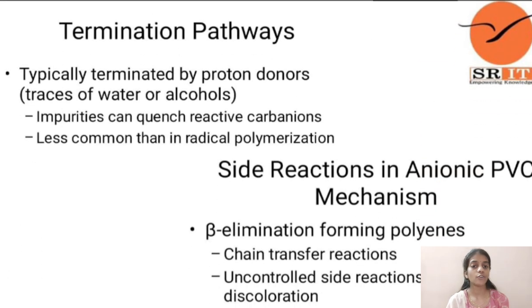In this slide, we have termination pathways and side reactions in anionic PVC mechanism. In termination pathways, it is typically terminated by proton donors, traces of water or alcohols. Impurities can quench reactive carbanions, less common than in radical polymerization. In side reactions in anionic PVC mechanism, beta elimination forms polyenes, chain transfer reactions and uncontrolled side reactions may cause discoloration.